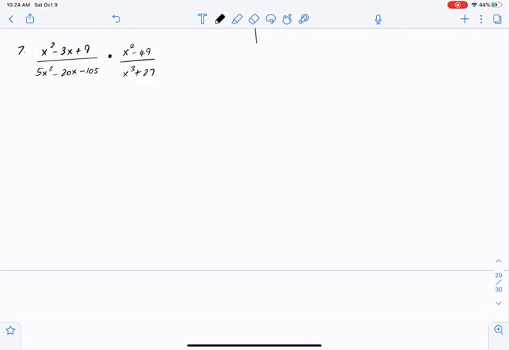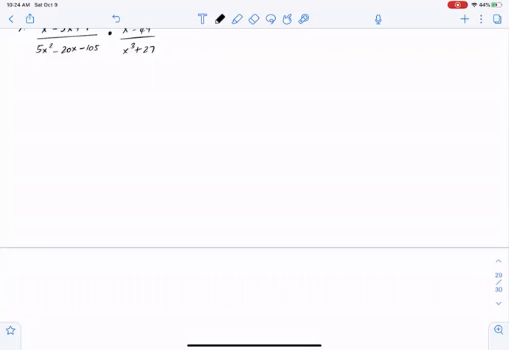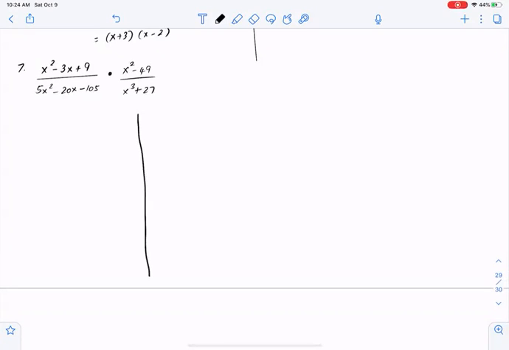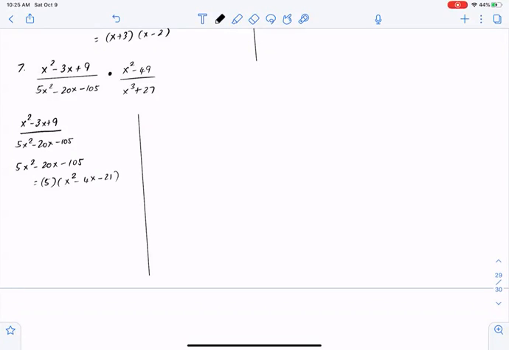So we're going to do them separately like we did in the previous problem. I have x squared minus 3x plus 9, and it looks like I wouldn't be able to factor that directly. So I'm going to keep it as is and move on to the denominator. Right away, I see a 5 in common. So if I pull that 5 out, I'd have x squared minus 4x minus 21.